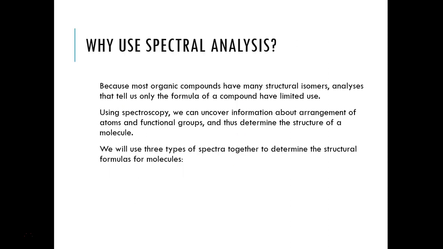Now, we're going to use 3 different types of spectral analysis in this topic, and it's really, really useful when we're talking about organic chemistry. Because most organic compounds have a lot of structural isomers, just knowing the formula is not particularly helpful. Okay, but if we use spectroscopy, we can learn things about what functional groups might be present, how atoms are arranged, and we can figure out a lot about the structure of a molecule. So we're going to use 3 different types of spectra: infrared spectroscopy, mass spectrometry, and HNMR spectroscopy.